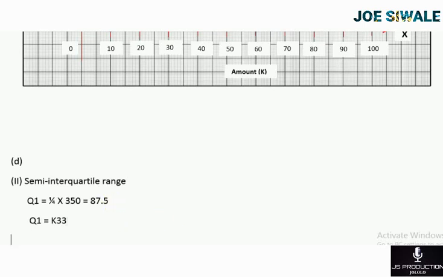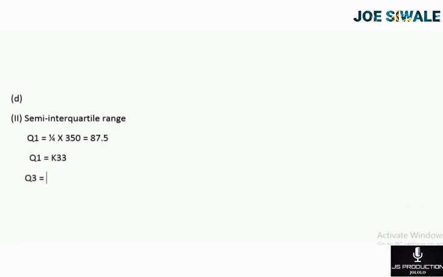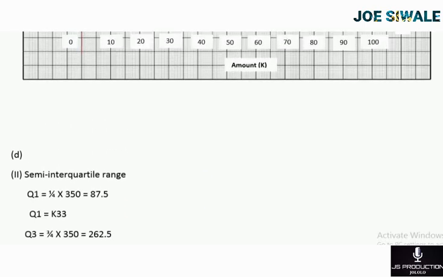Then the next thing, I'm going to find the upper quartile, which is represented by Q3. So my upper quartile is equal to, not half, but 3 over 4 multiplied by the total number of the cumulative frequency. So 3 over 4 multiplied by 350, and the answer is 262.5. I'm going to go on the graph and plot 262.5 so that I can find my upper quartile.